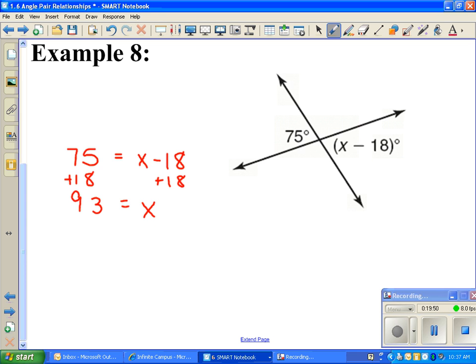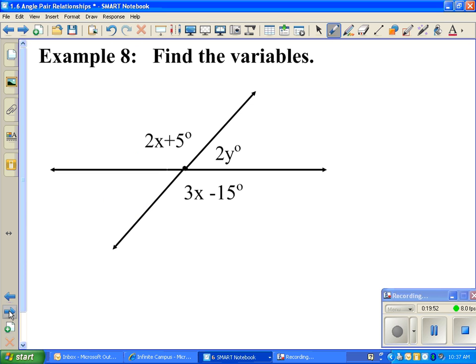Good. Go back. Yes, you always have to show your work. Now, did it have to be written that way? No. You could have done the 75 plus 18. Yes. All right.